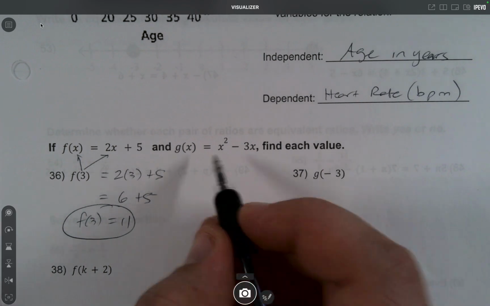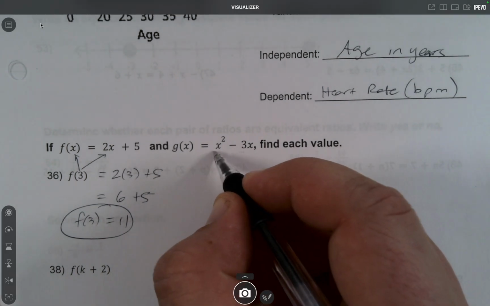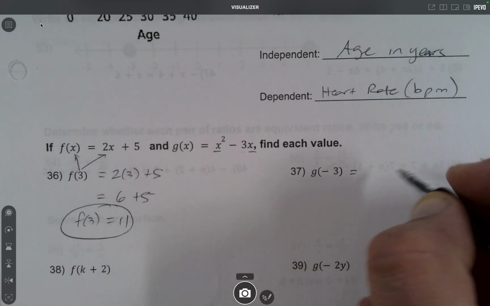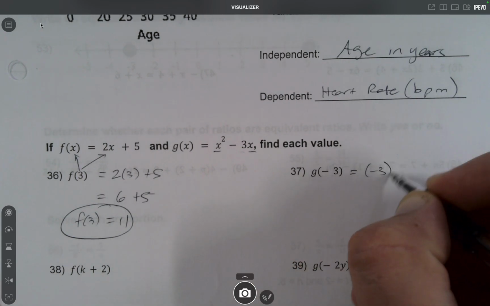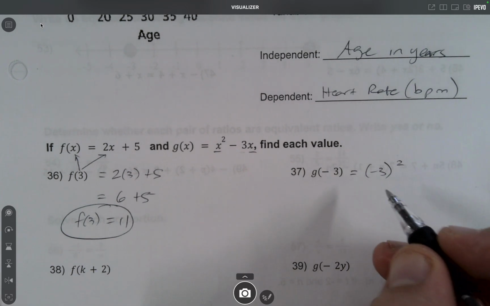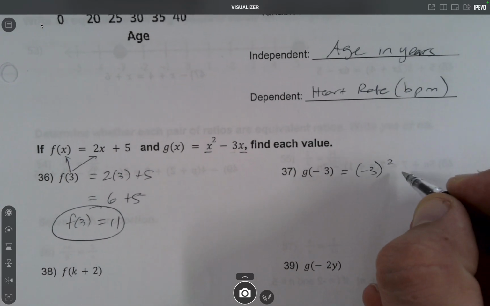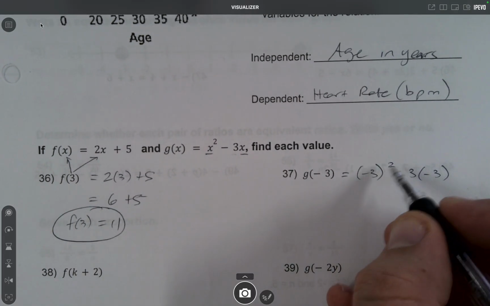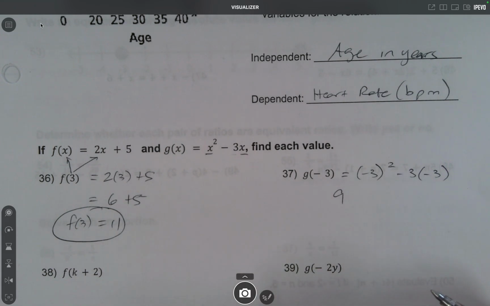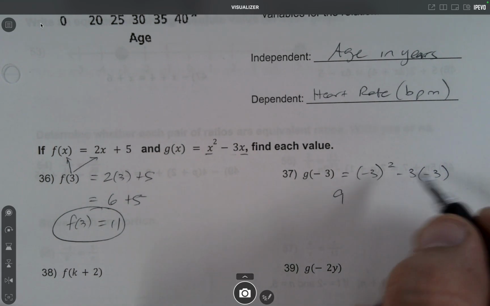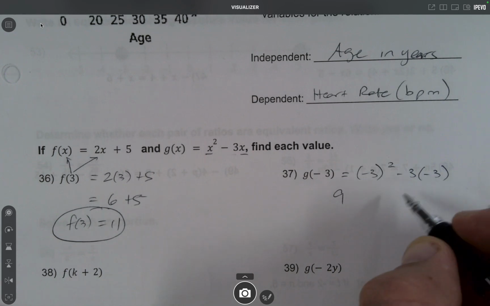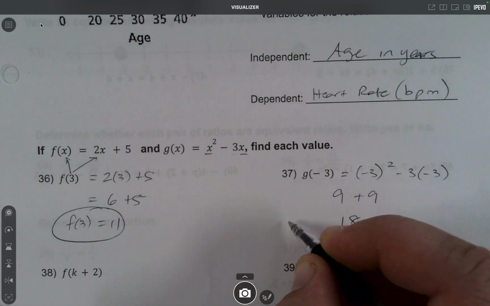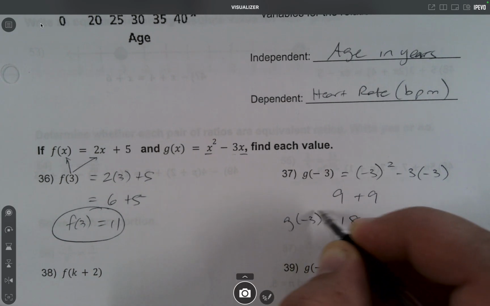For the next one, we use g of x, this function right here. Notice it has two x's, so we'll have to plug negative 3 in for both of those. So g of negative 3 is negative 3 squared. Make sure you put this in parentheses. Minus 3 times negative 3. So negative 3 squared is positive 9. Squaring things always turns it to be positive. Now we have negative 3 times negative 3, which makes it plus 9. So we get 18 for g of negative 3.